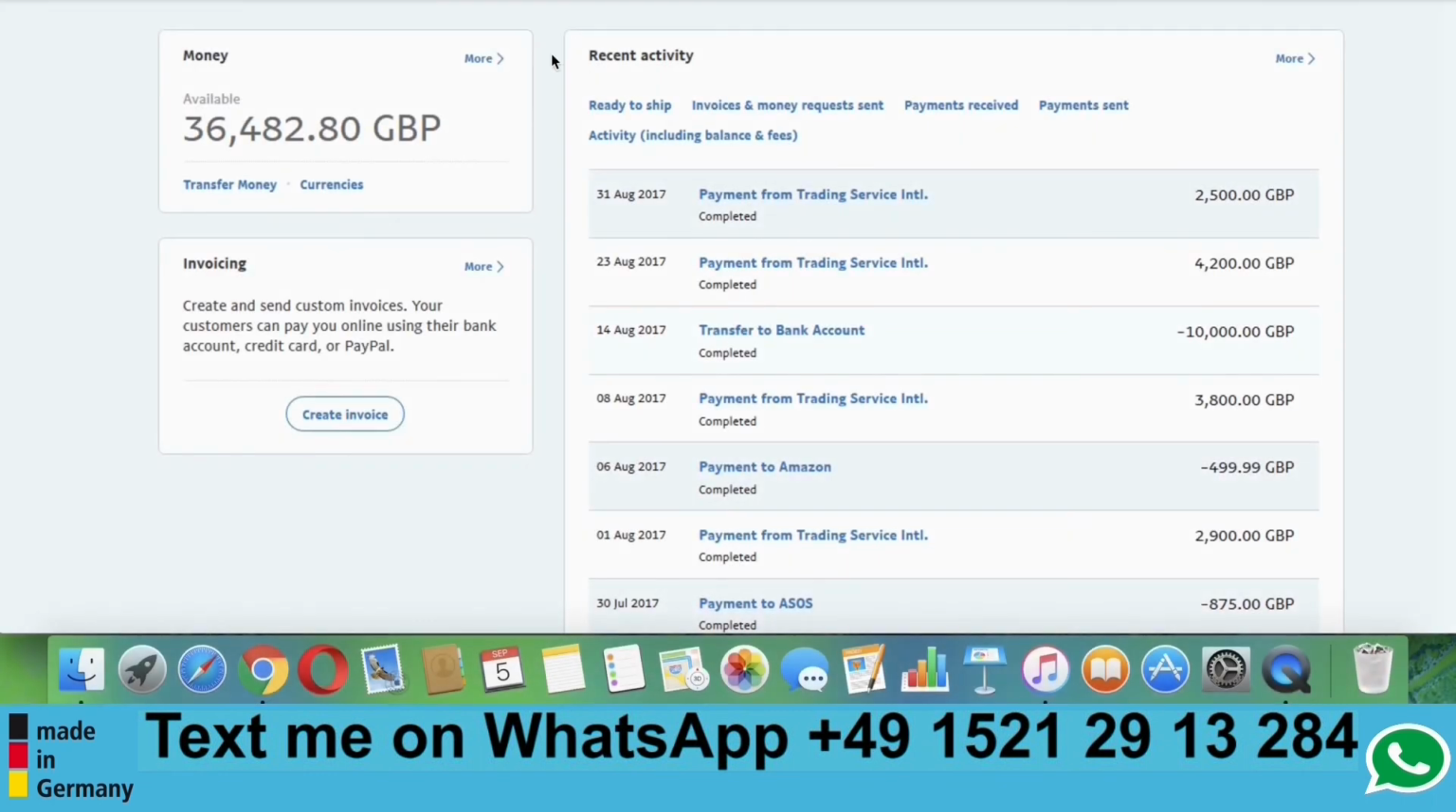So here we go. I'm now on my PayPal account, and as you can see, I have received 2,500 British pounds. That's exactly the number that I just withdrew. And as you can see, there are some other payments that came in the last couple of days and weeks, and that's how things go.